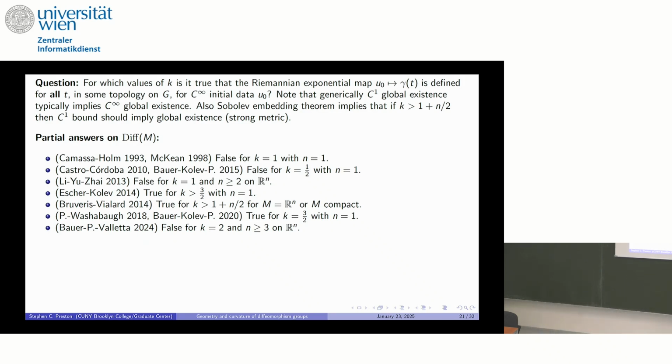You get solutions that look like this. For k equals 1/2, based on Castro-Cordoba, we proved it's false in one dimension, which is the first time you hope local existence works, but global existence really fails. Li, Yu, and Zhai proved that in higher dimensions, the k equals 1 Camassa-Holm type equation also breaks down in finite time.